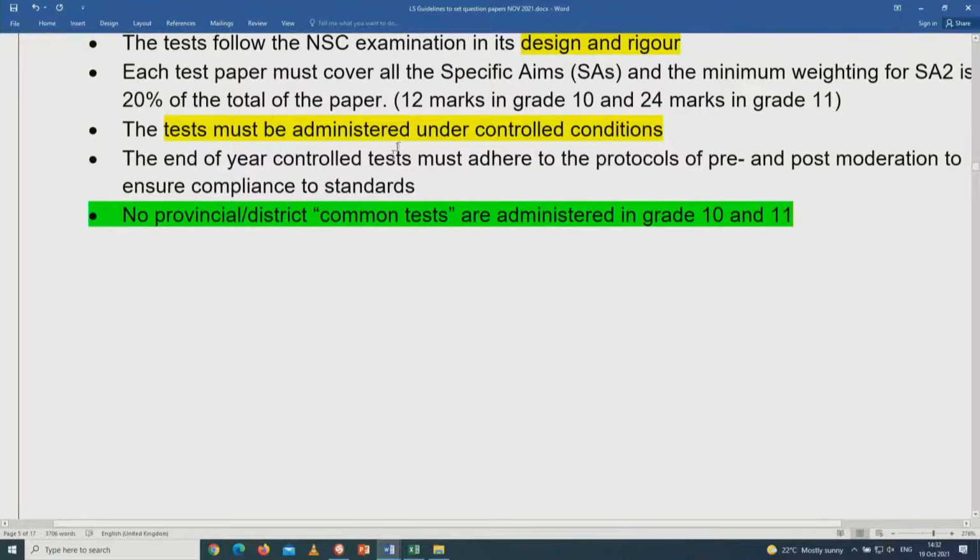The test must be administered under controlled conditions, no question about that, and it must adhere to protocols of pre- and post-moderation. It's very, very important. I spoke about it earlier, I referred to it. Your paper should be pre-moderated. A tool should be completed to say this paper is along the lines of, and adhering to, all the criteria, and then post-moderation on the learner scripts. No provincial or district common tests are administered in grade 10 and 11.